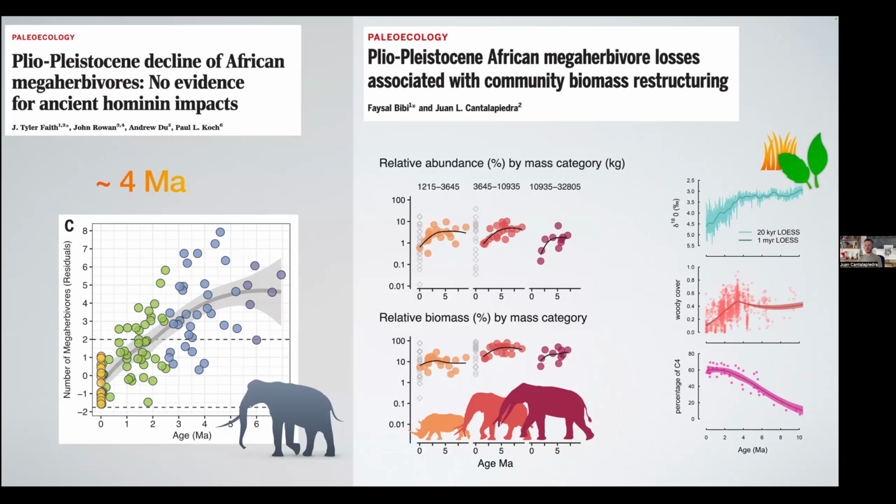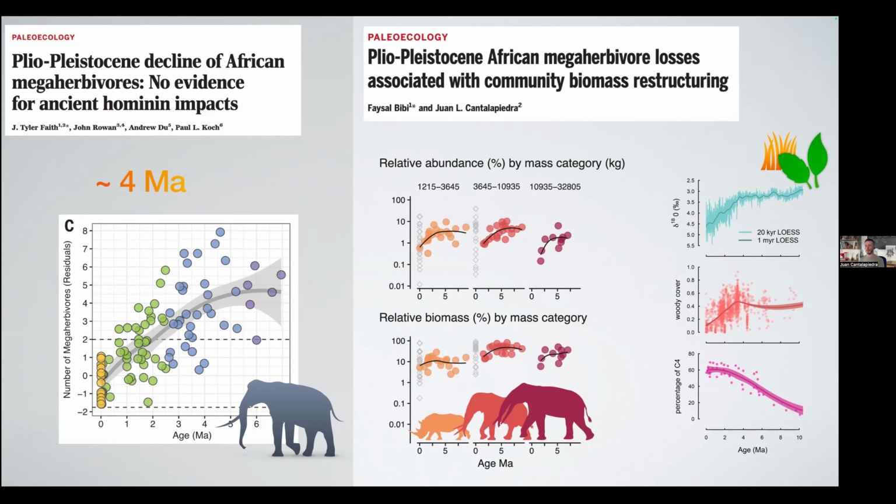And the interesting thing is that starting in 2018, this paper by Tyler Faith and collaborators showed that the decline of megaherbivores in Africa was not just associated with humans overkilling things in the last 70,000 or 100,000 years. Each point in the figure on the left is a locality, so the local relative diversity of megaherbivores compared to actual faunas has been decreasing for 4 million years. So this is a really long process.